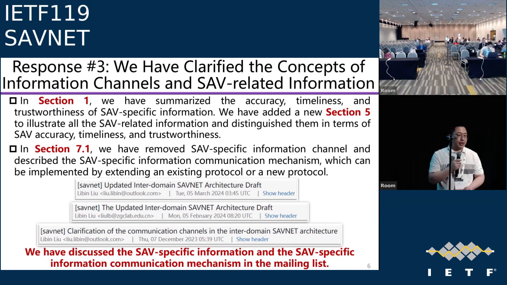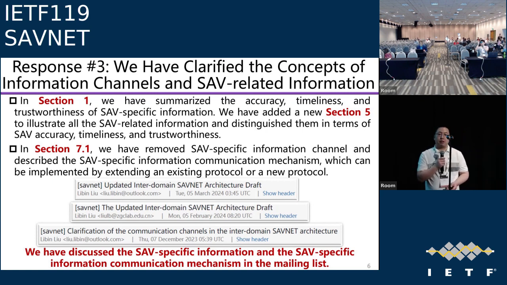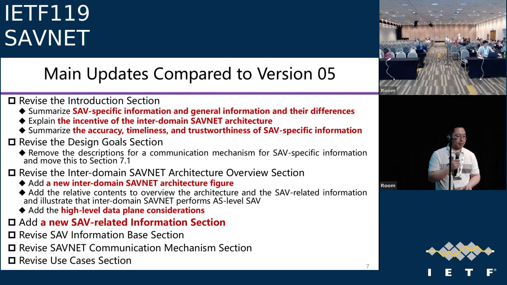In our response 3, we have clarified the concepts of information channels and the cell-related information. In section 1, we have summarized the accuracy, timeliness, and trustworthiness of cell-specific information. We have added a new section 5 to illustrate the cell-related information and distinguish them. In section 7.1, we have removed the cell-specific information channel and described the cell-specific information communication mechanism. Also, we have discussed the cell-specific information and its corresponding communication mechanism in the mailing list.